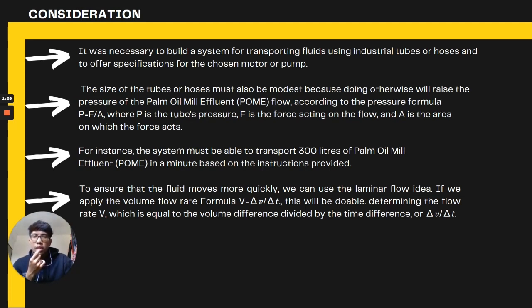Okay, for instance, the system must be able to transport 300 liters of palm oil mill effluent in a minute based on the instruction given. To ensure that the fluid moves more quickly, we can use the laminar flow idea. If we apply the volume flow rate formula, this will be doable. Determining the flow rate is equal to the volume difference divided by the time difference, or Q equals delta V over delta T.